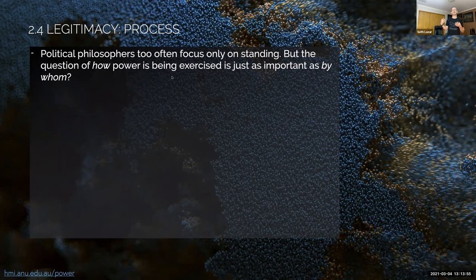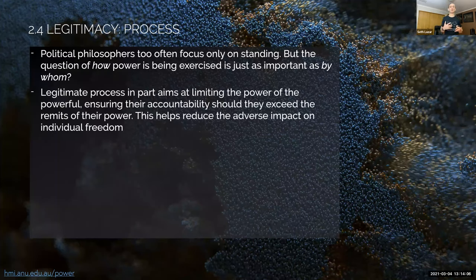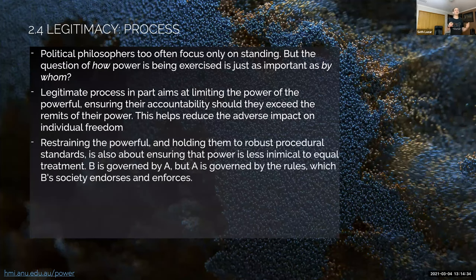Political philosophers often just focus on that question about standing, like the all-powerful state, how do they get to be in power? But the question of how power is exercised is just as important as by whom. And this is where all of these issues to do with legitimate process and procedural justice come in. In the law, administrative law covers this area significantly. Legitimate process is about limiting the power of the powerful, making sure that they have to follow certain rules. They can't just make decisions on a whim. There are boundaries to what they can do. This is where due process is important. This is partly about ensuring a certain kind of equal treatment. It's also about ensuring a reduction in the degree to which power undermines individual freedom. Okay, so I said that.